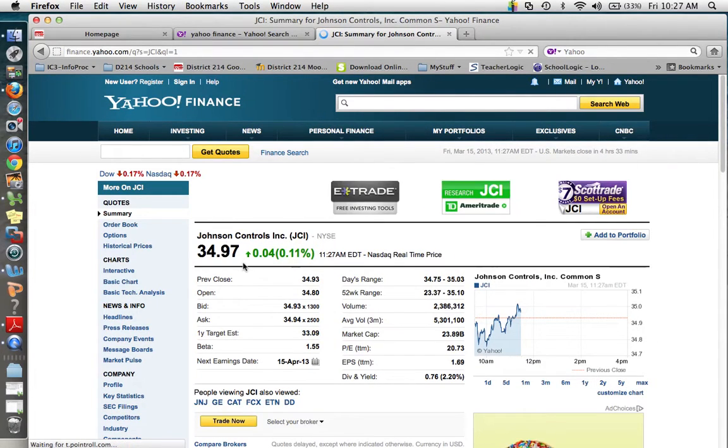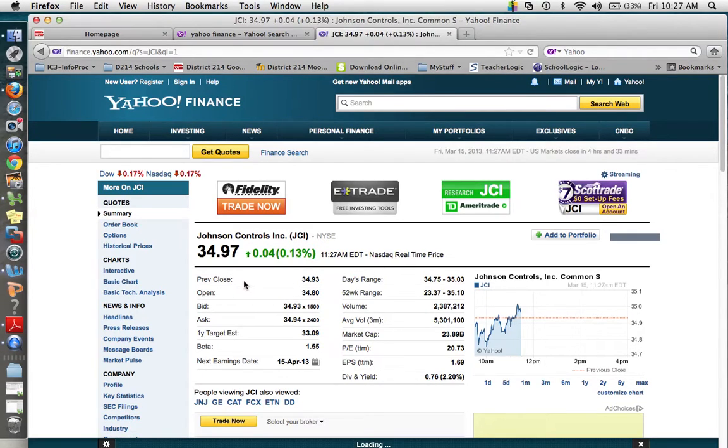So here is Johnson Controls. The first thing we see is a lot of financial information, so let's quickly review this. The previous close shows you the closing price of this security from the previous day's trading. Open shows you the first price of the new trading day.